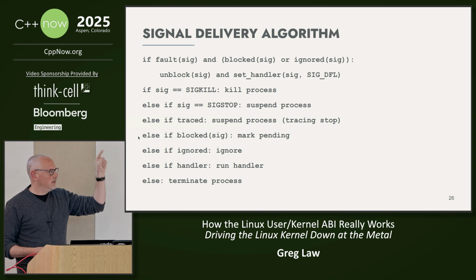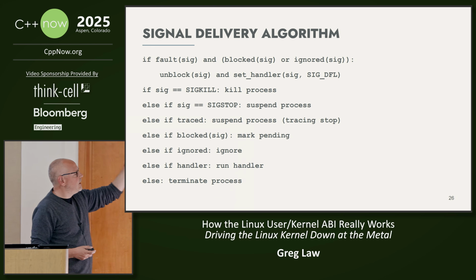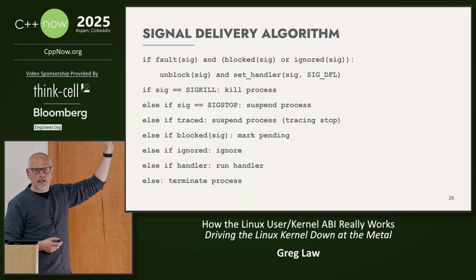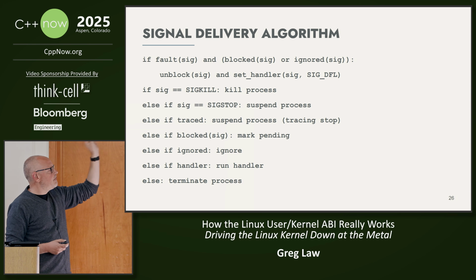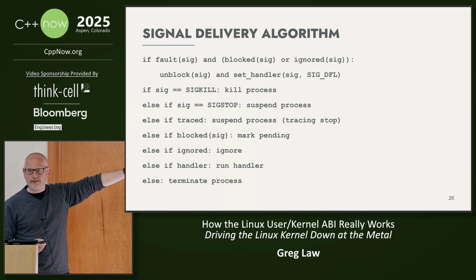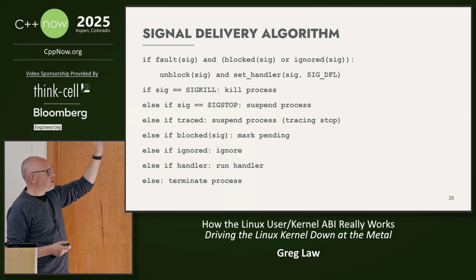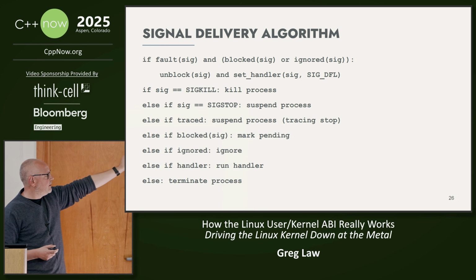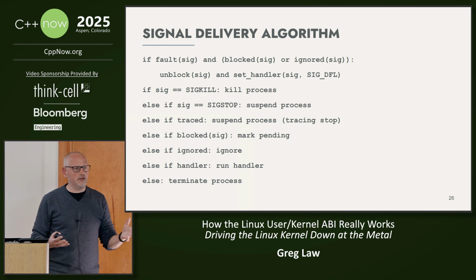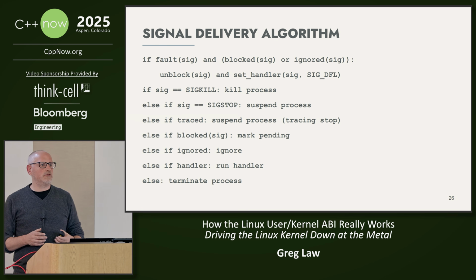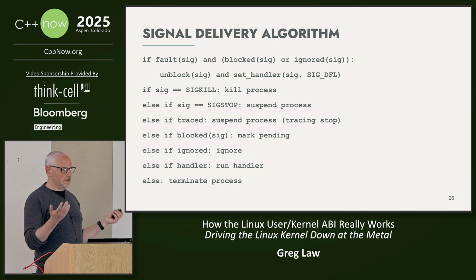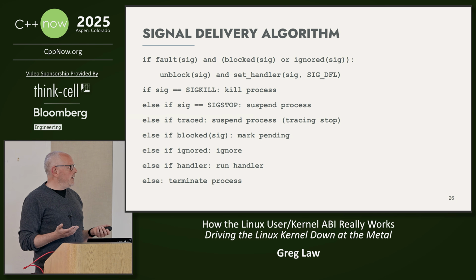Unless, special case, if you receive a faulting signal like SIGSEGV or SIGBUS or something like that, and you've masked that signal, or you've told it to ignore that signal, the kernel will magically, on your behalf, unblock that signal and set the signal handler to default, and then do whatever it would normally do. So if you find yourself masking SEGV and then SEGVing, that is why you can get slightly weird, surprising behavior.